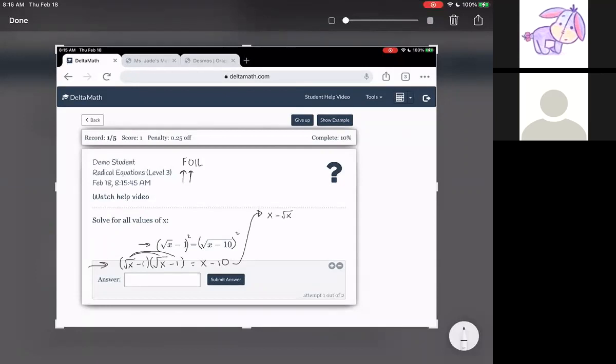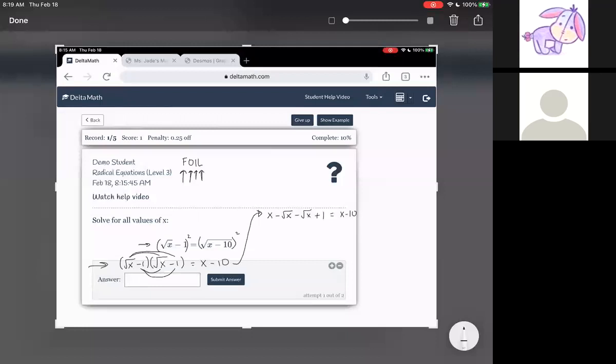The I in FOIL stands for inner, so then it's -1 and the square root of x, so minus square root of x. And the L in FOIL stands for last, so it's -1 times -1, giving us a +1. So we just FOILed that left side and it was equal to x minus 10. Okay, so I know I paused earlier on the last problem to give you guys more time, so I'll do the same here.